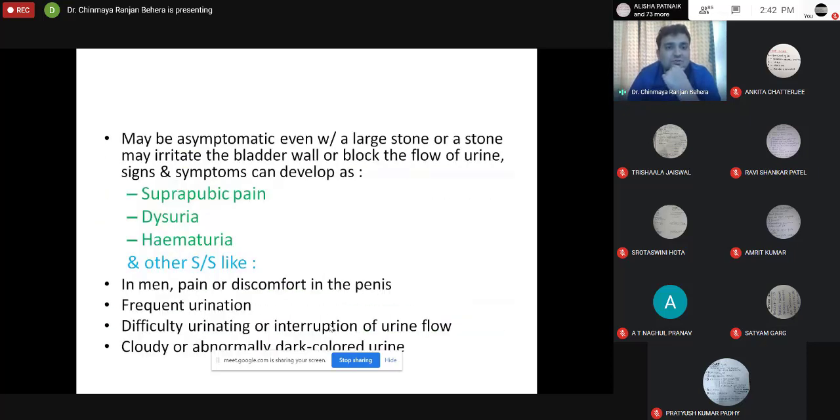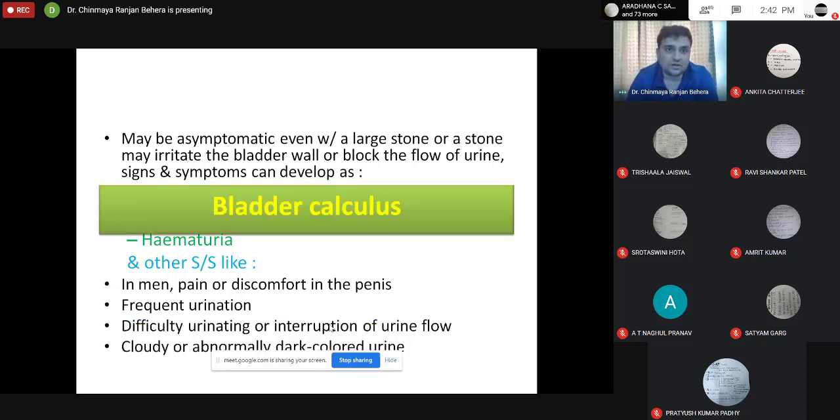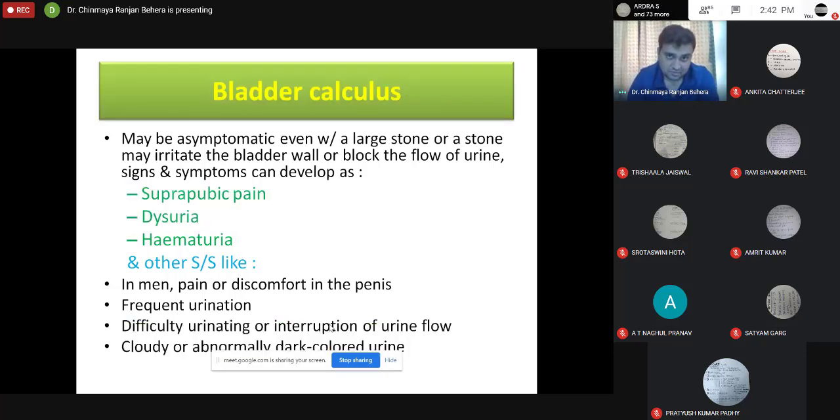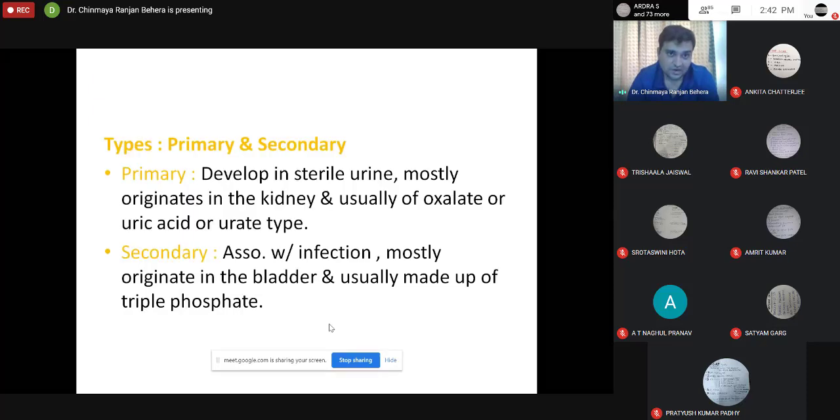So they will present with suprapubic pain, dysuria, hematuria. In men, they can present with pain or discomfort in the penis, frequent urination because of the irritative nature of the bladder, difficulty urinating or interruption of urine flow, and cloudy or abnormally dark colored urine. These are the symptoms the bladder calculus will have.